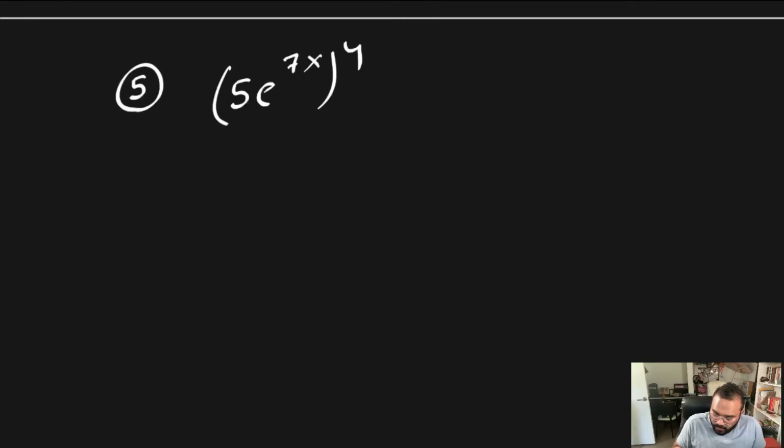So they would go 5 times e to the power of 7x times 4, which is 28x, right? 7 times 4 is 28x. But they forget to write 4 here, right? So if you just write 5 times e to the power of 28x, this is only partially correct. This is not entirely correct. So you have to also distribute 4 on top of the 5. So it is 5 to the power of 4 times e to the power of 28x.